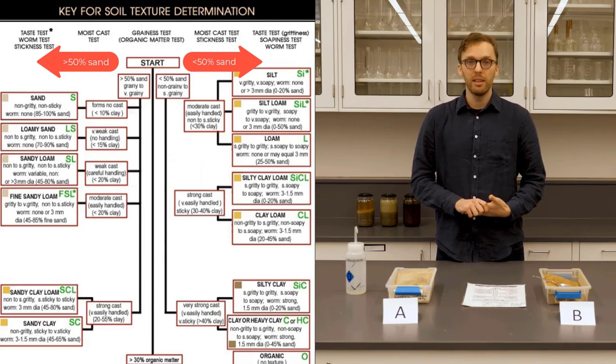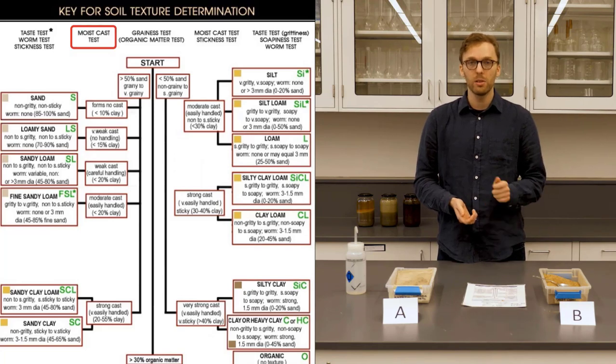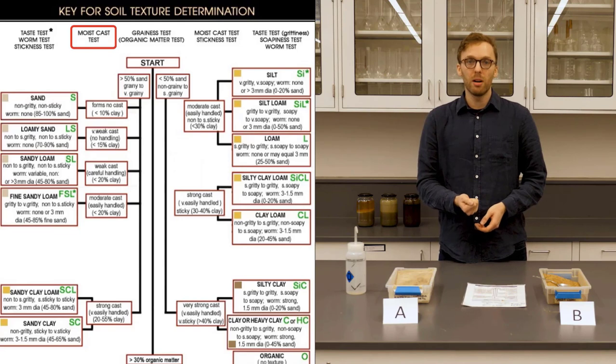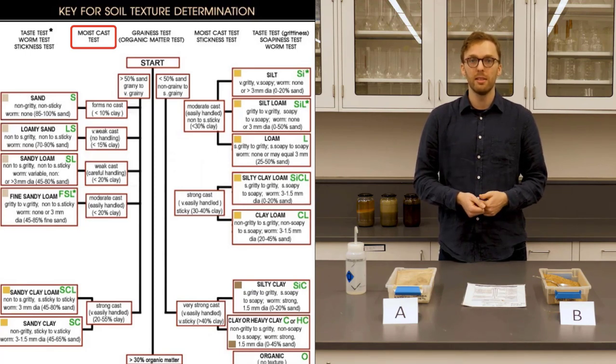The next step is the moist cast test. So for this, we take some of our soil sample and we wet it with water. Then we squeeze it into a ball or a cast with our fist and roll it back and forth between our hands. Depending on how well it sticks together, we can narrow down our choices of soil texture classes. The better it sticks together, the more clay there is present in the sample.